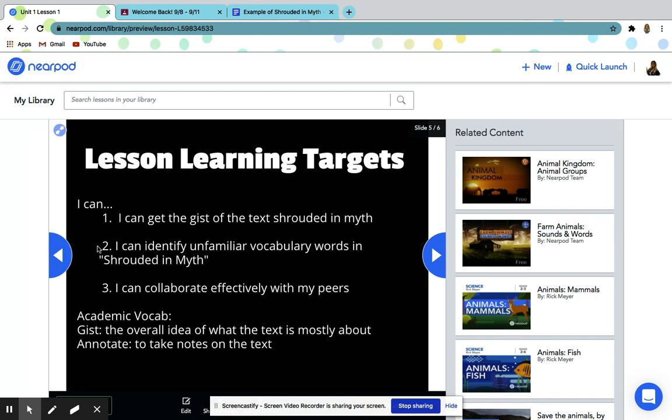Now, our second learning target is: I can identify unfamiliar vocabulary words enshrouded in myth.